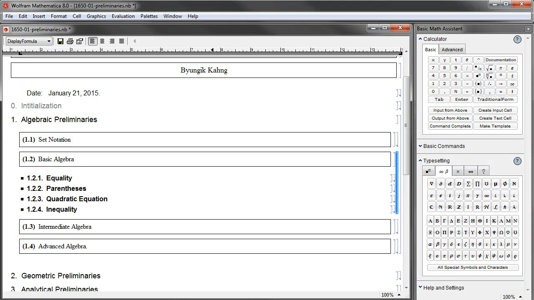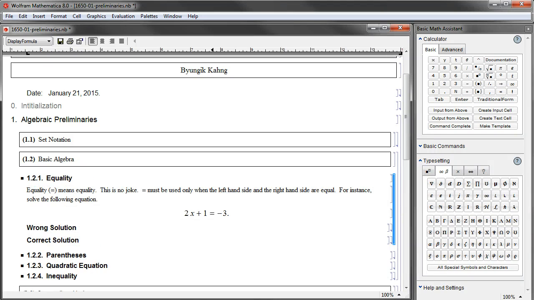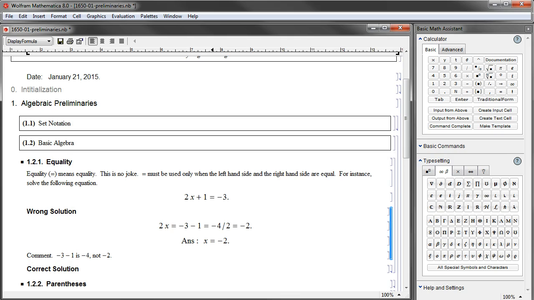Let's review basic algebra this time. How to solve an equation? Well, we manipulate, but make sure everything is correctly written in terms of mathematical grammar. Here's a wrong example. 2x equals 3 minus 1 after flipping this plus 1 to the other side. Consequently, we have negative 4. Dividing by 2, we have negative 2. So that's the answer. Is this right? The answer is correct, yes, but this is not a correct expression.